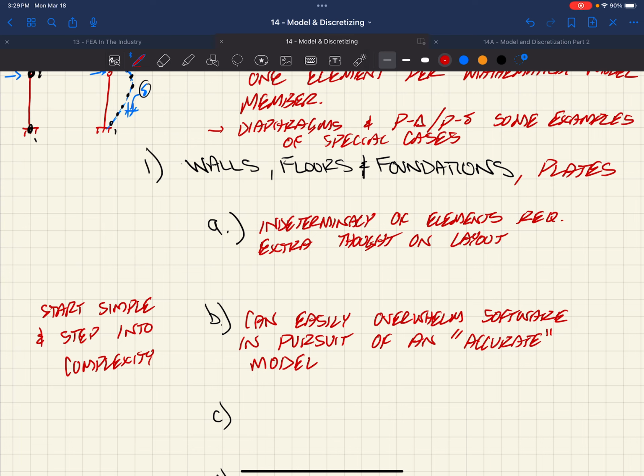And so you can start very simple and step into the complexity, because in order to get convergence and discretize your model appropriately to get the accuracy, in quotes, that you want out of your model, you're going to have to add some complexity and add computational requirements for your software, which is going to very quickly overpower any software package now. It's not that hard to overpower.